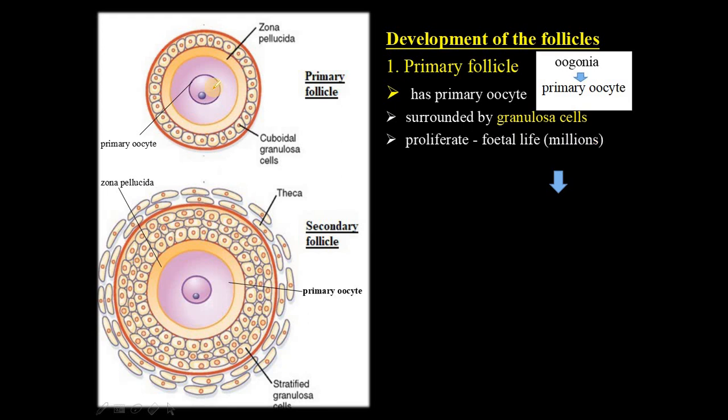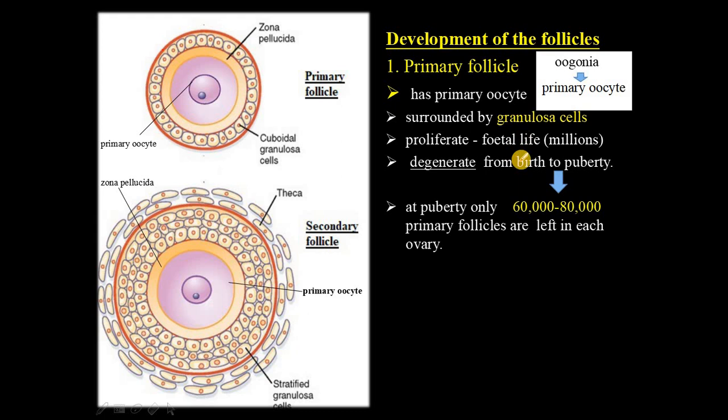Now, the primary follicles are formed during the fetal life itself, and they're formed at about 3rd to 4th month of fetal life. These cells proliferate from 3rd to 5th month in large amounts and reach millions. Later, by the end of the fetal life, they start degenerating, and this degeneration process continues even after birth to puberty. At puberty, around 60,000 to 80,000 primary follicles are left in each ovary.